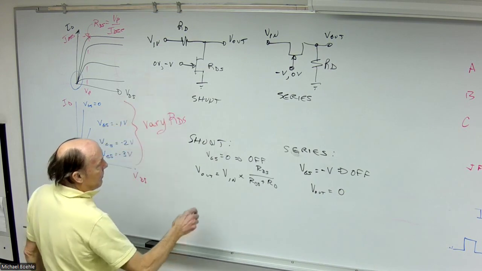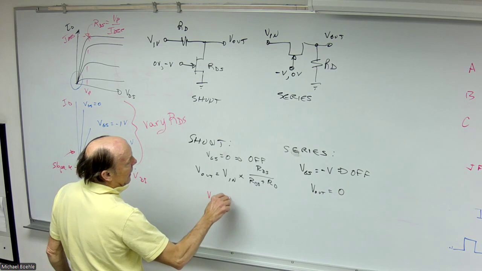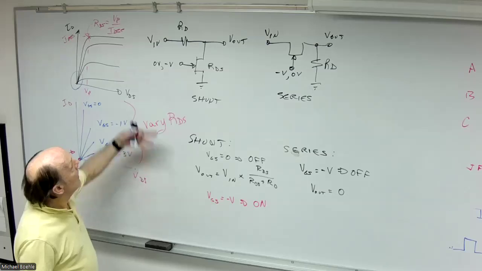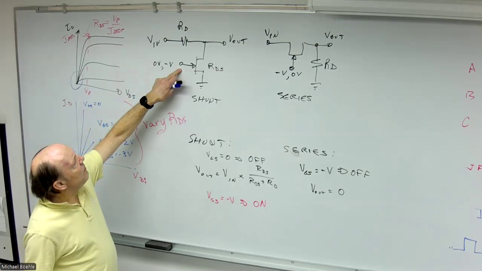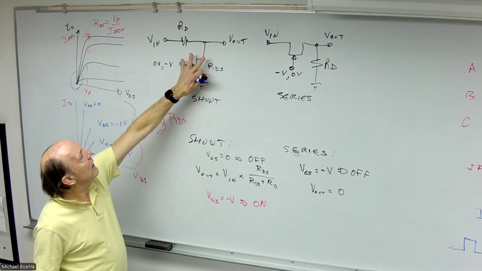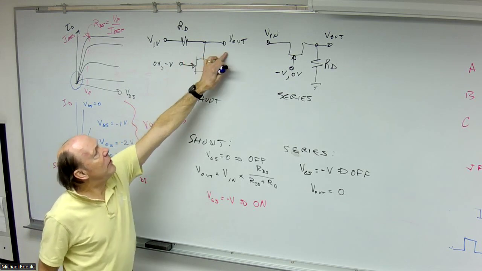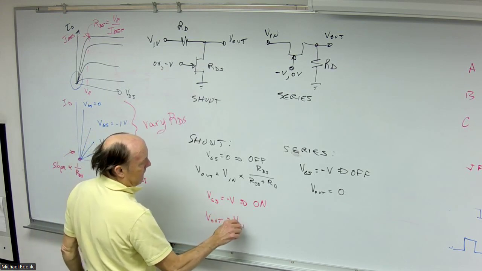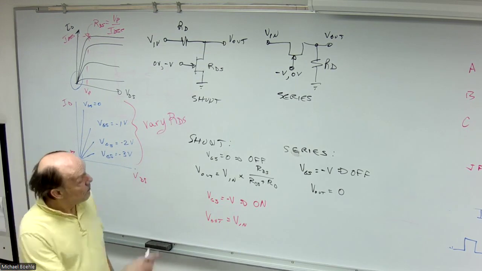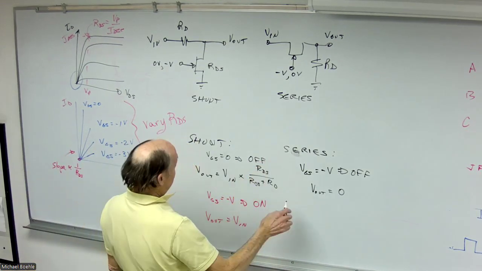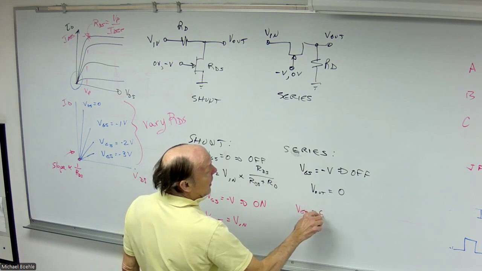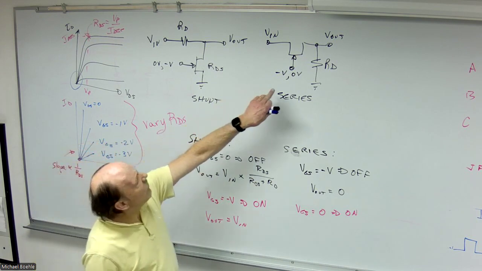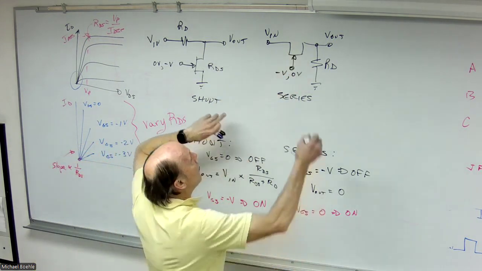For my shunt, when the gate source voltage is negative V, that is on. So with the negative voltage into the gate, this transistor is off, and it acts like an open, which basically means the output equals the input. For the series configuration, when the gate source voltage is 0, that is my on. Well, in that case, this acts like RDS.